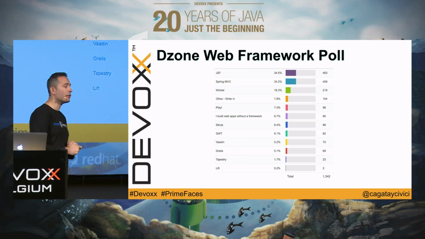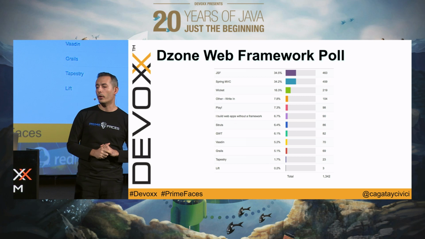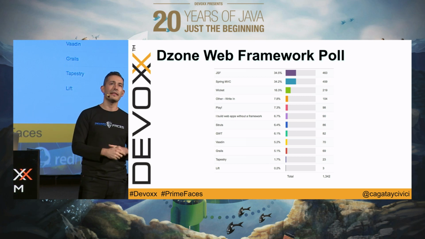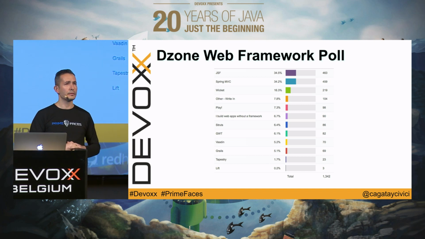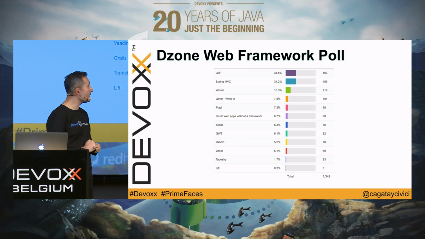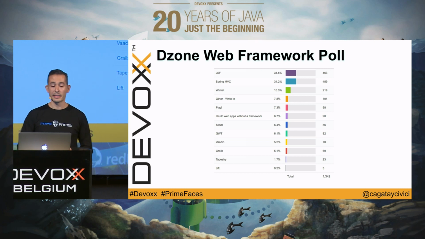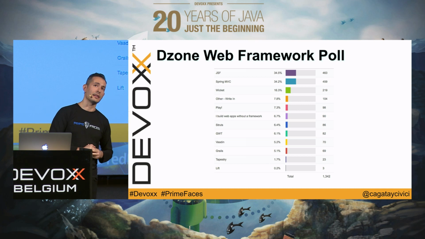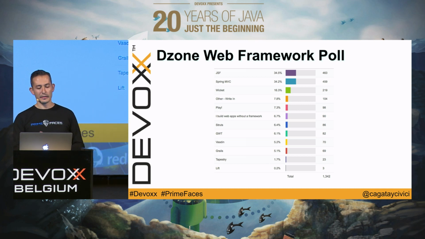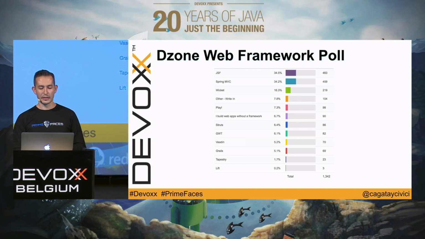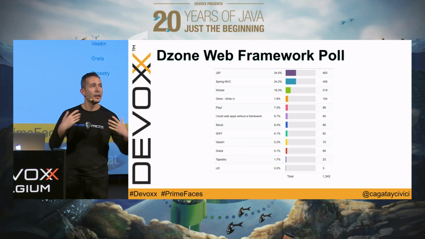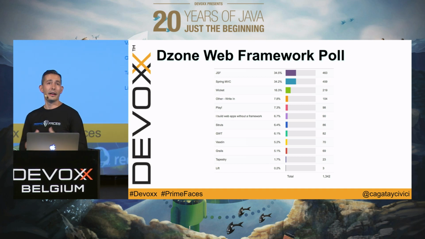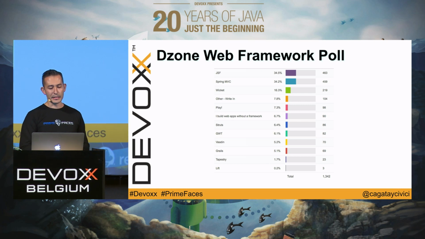DZone has recently published a poll of web frameworks running on the JVM, and it turns out, I think this was asked of 2,000 people from different countries, that JSF and Spring MVC are the 2 most popular choices. Still, JSF is a 10-year-old technology, and after 10 years it is still quite popular, which is interesting if you just consider the landscape of today's web technologies. Like, you get a JavaScript framework every month, right? And it's followed by Spring MVC and Wicket and other frameworks as well.